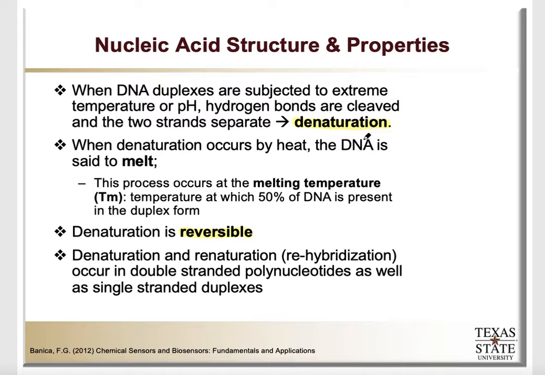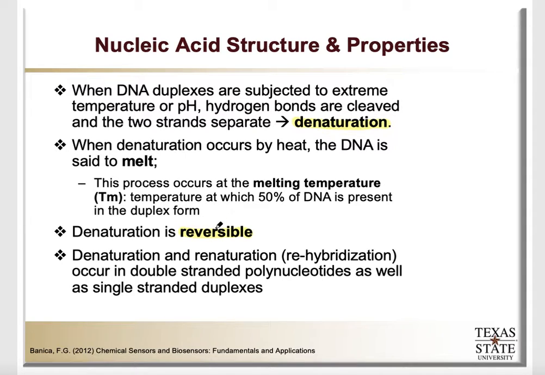All right, so when denaturation occurs through heat, the DNA is said to melt. It's not the same kind of melting that you or I think about when ice melts. It's just that we're breaking apart those hydrogen bonds, and so the shape of the nucleic acid is going to change. This process occurs at what's known as the melting temperature, or Tm, which is defined as the temperature at which 50% of the DNA is present in its duplex or hybridized form.